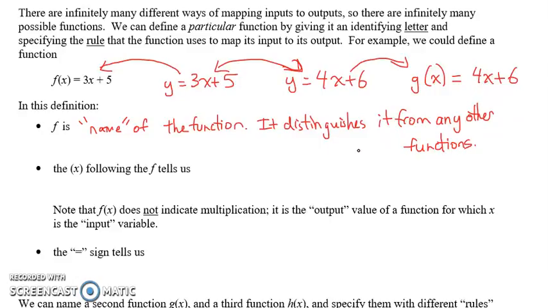The x in brackets following the f tells us that the independent variable of the function is x.